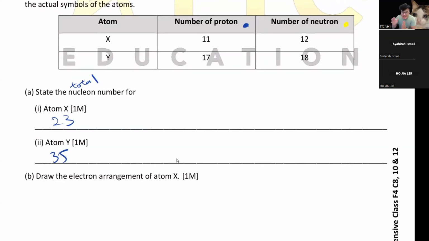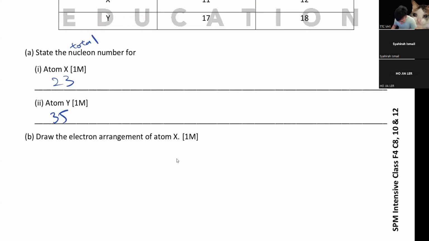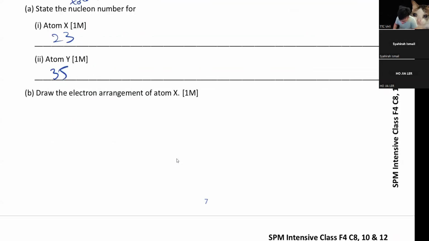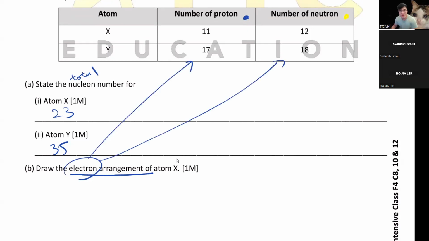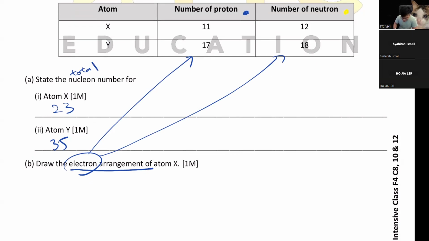Okay, guys, do not get this wrong in the exam. Please, don't get this wrong, because it's so not worth it to get it wrong. Draw the electron arrangement for atom X. Guys, let me ask you, electron arrangement follows who? Will electron follow neutron or proton? Which one do we follow?